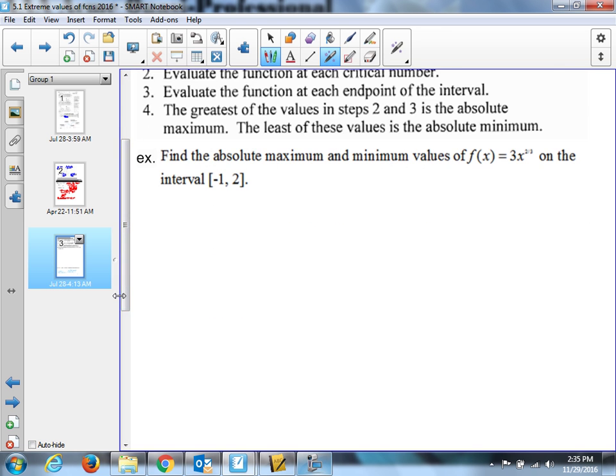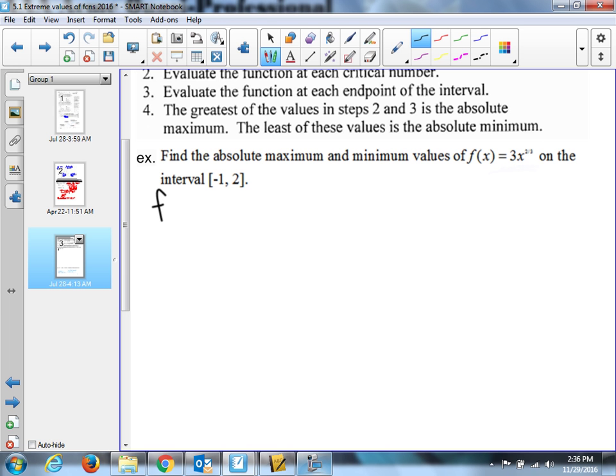So find the absolute maximum and minimum values for f of x equals 3x to the 2/3, but on the interval -1 to 2, inclusive. Wow, eh? Somebody just stepped on a plastic bag. First thing you do is find the critical numbers. So this particular function, well, let's do the derivative first. We've got to do the derivative, because you guys probably don't know that one off the top of your head, like the picture.